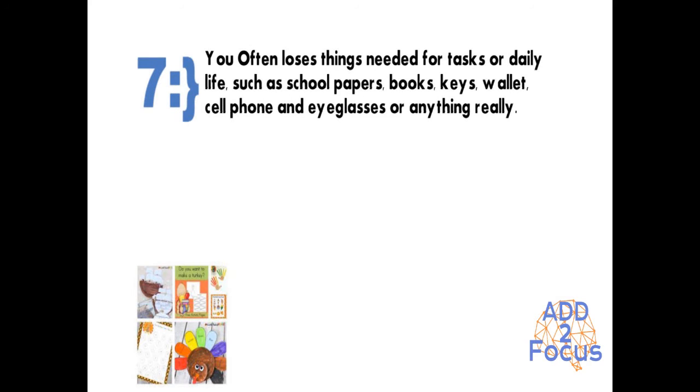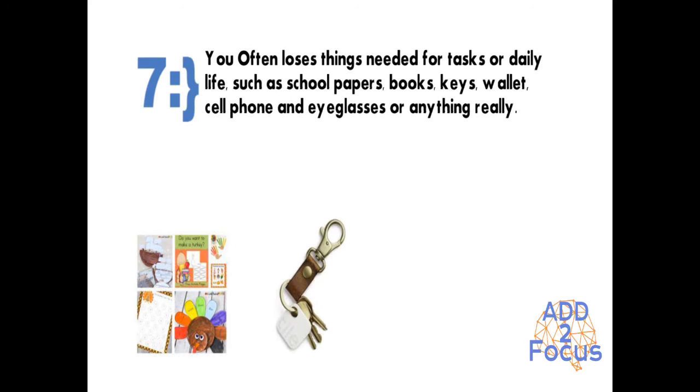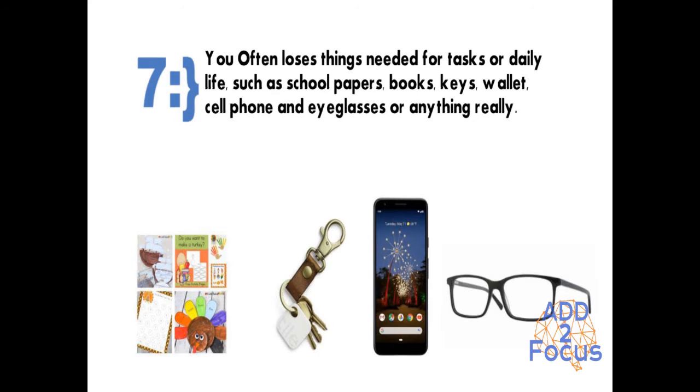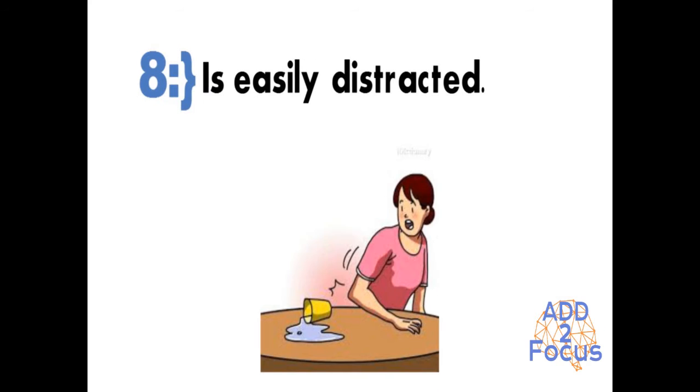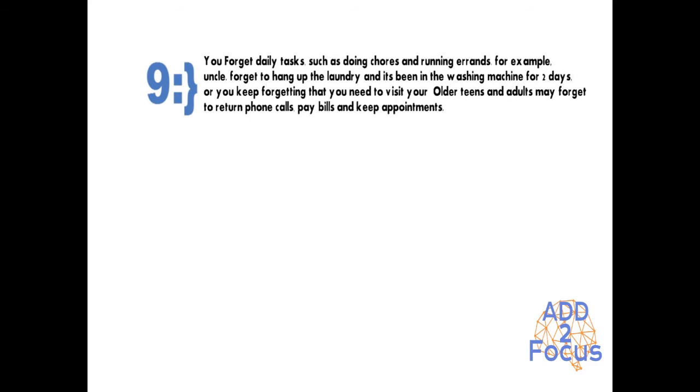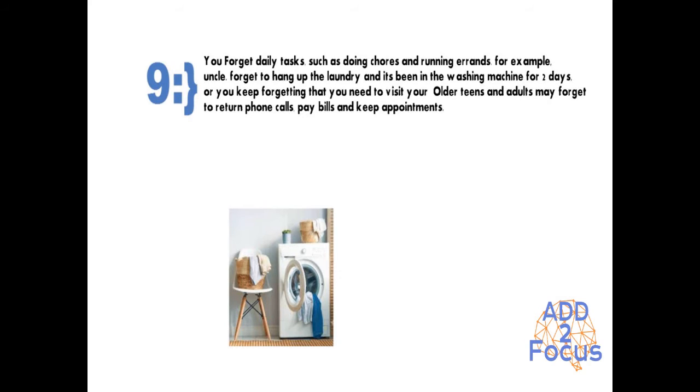7. You often lose things needed for tasks or daily life, such as school papers, books, keys, wallet, cell phone, eyeglasses, or anything really. 8. You are easily distracted. 9. You forget daily tasks, such as doing chores and running errands. For example, you forget to hang up your laundry and it's been in the washing machine for 2 days. Or you keep forgetting that you need to visit your uncle. Older teens and adults may forget to return phone calls, pay bills, or keep appointments.